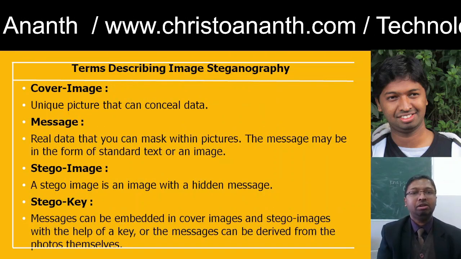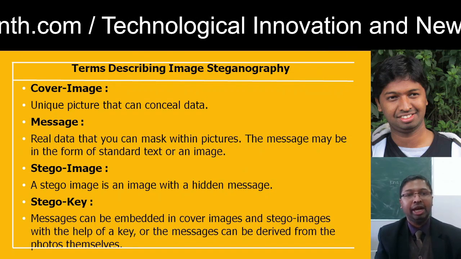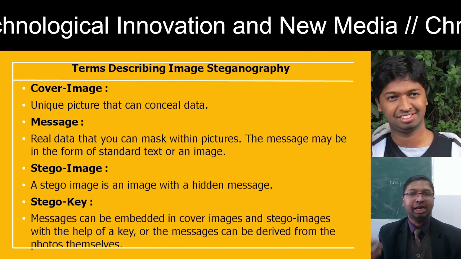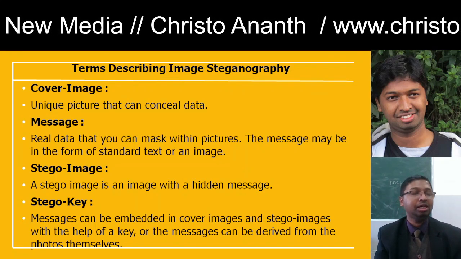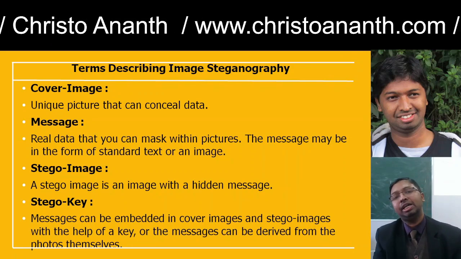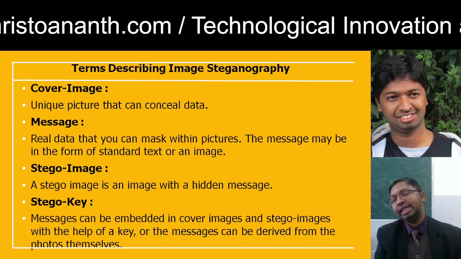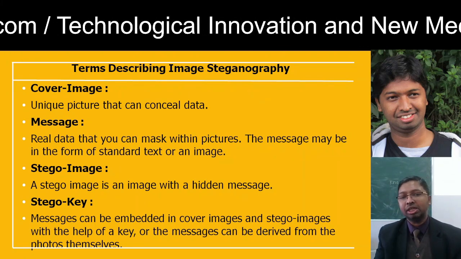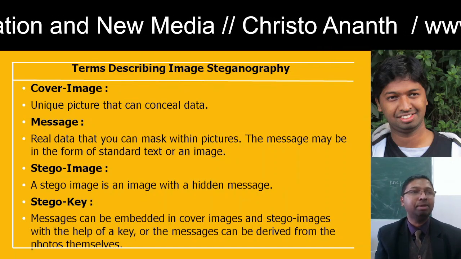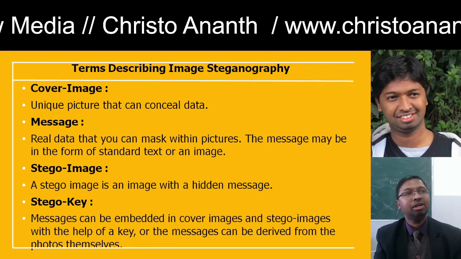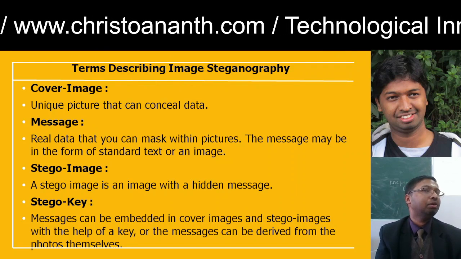Then you have the cover image as well. That's a unique picture that can conceal the data. And you can have real data as well, which you can mask within pictures or images. Here the message can be in the form of standard text or an image. Then you have the stego image, which is an image with a hidden message. Then you have the stego key, just like a serial key. Messages can be embedded in the cover images and stego images with the help of a key. So here the message can be derived from the photos themselves.